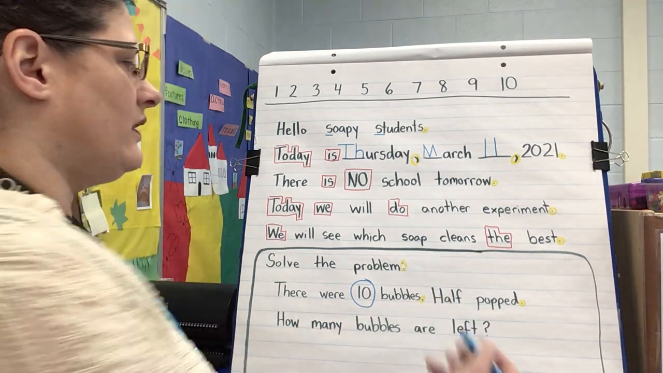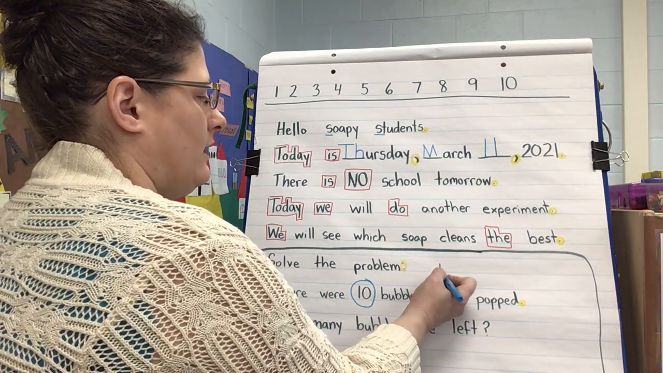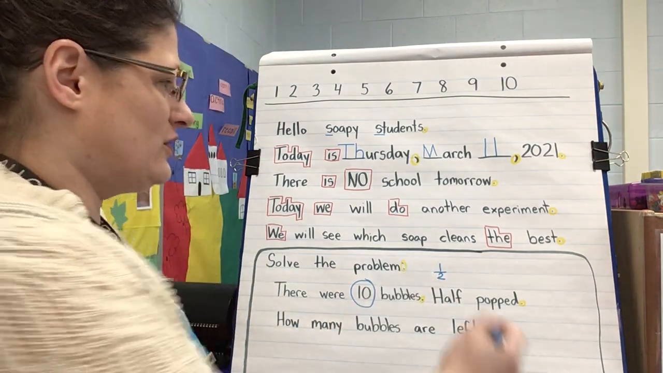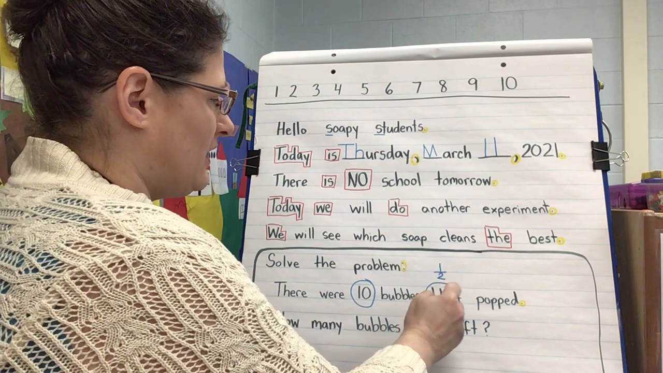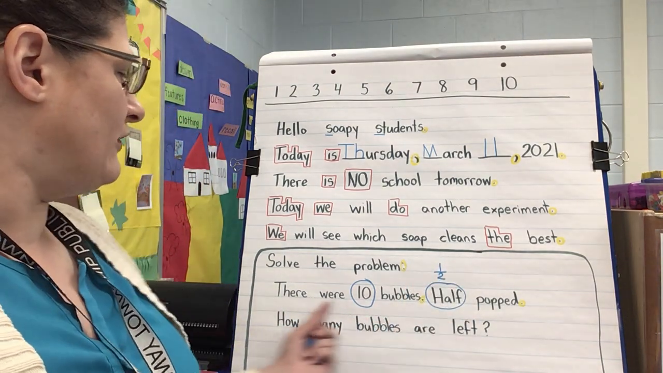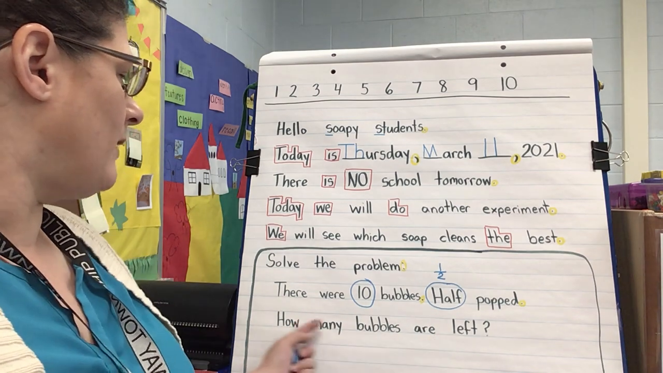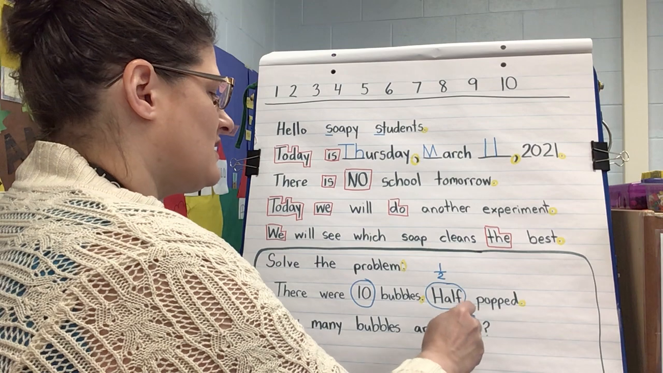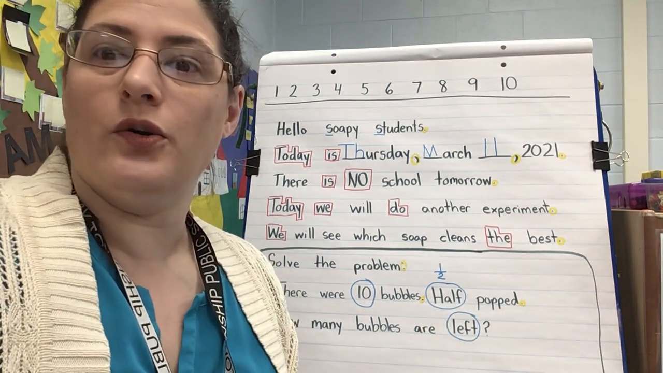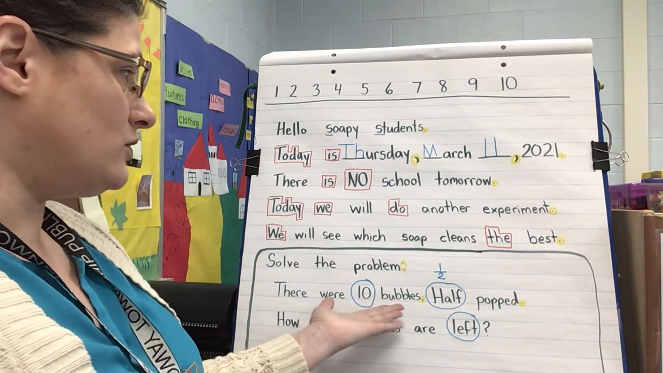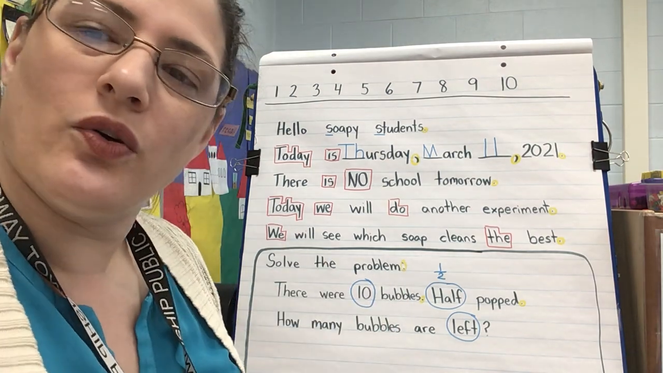Half can be written another way. 1/2 means half. So this is our important information, half. How many bubbles are left? In our question, how many bubbles are left? Left is important. It tells us that some are going away. I know, you probably don't know how to do this. That's why I'm going to show you.